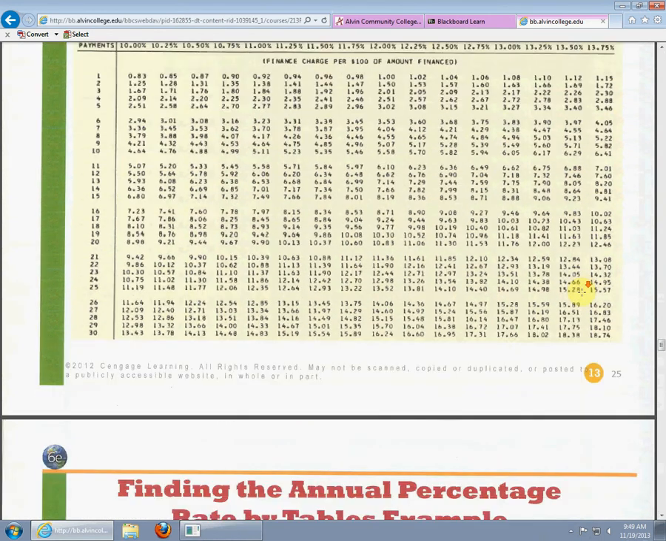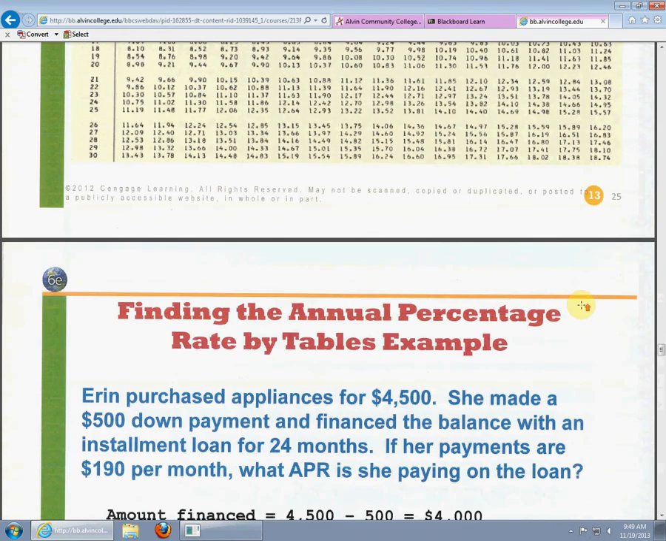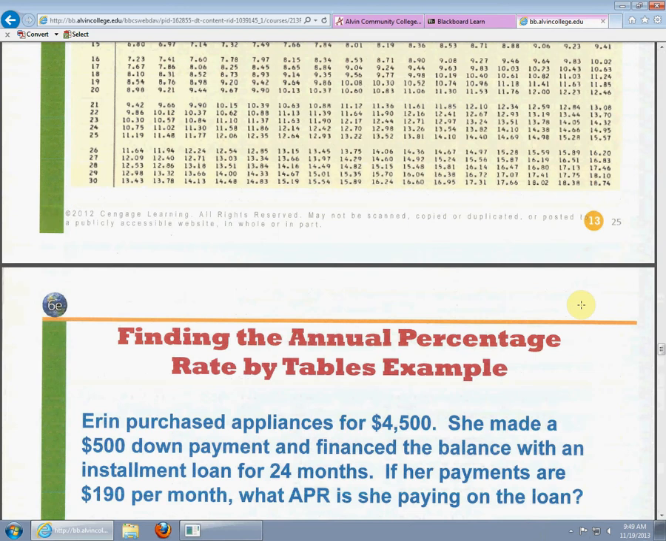So let's try this table and see what we have. We have Erin, who purchased appliances for $4,500. She made a $500 down payment and financed the balance with an installment loan for 24 months. Her payments are $190 per month. If her payments are $190 per month, what APR is she paying on the loan?